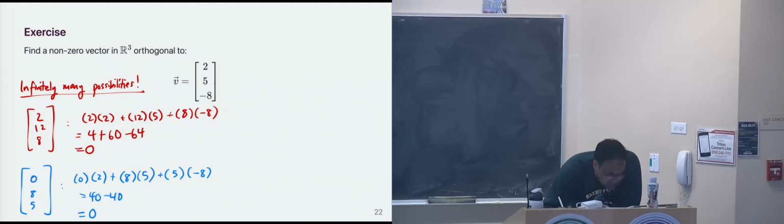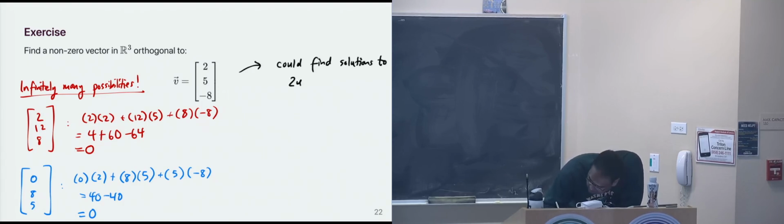A student in the first section mentioned that they did it by finding solutions to 2u1 plus 5u2 minus 8u3 equals 0. And that's really all this boils down to.